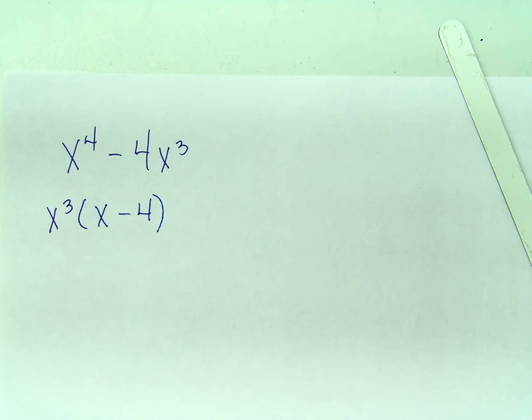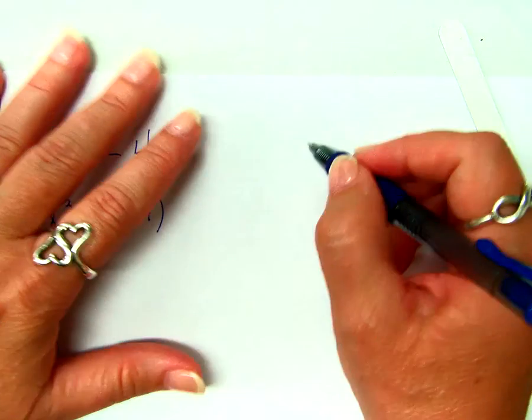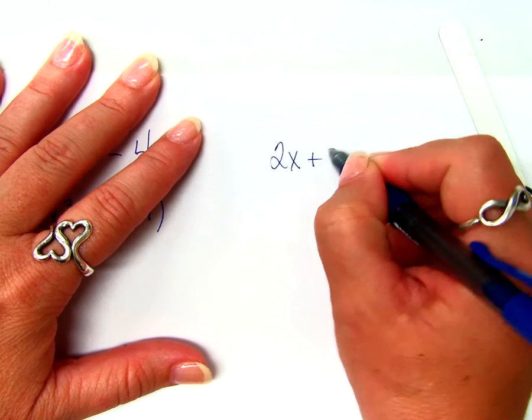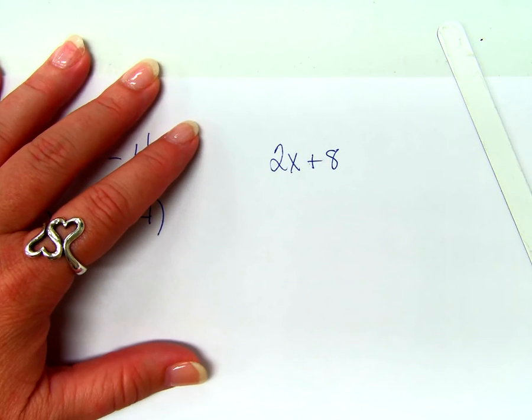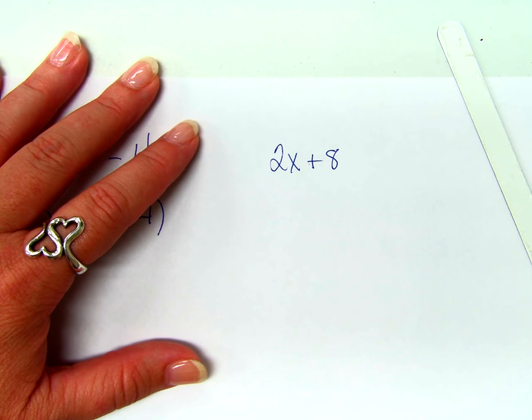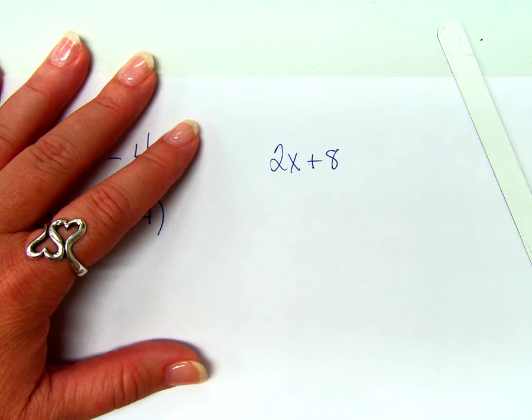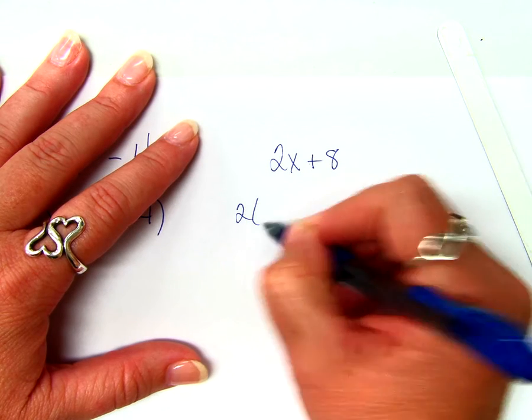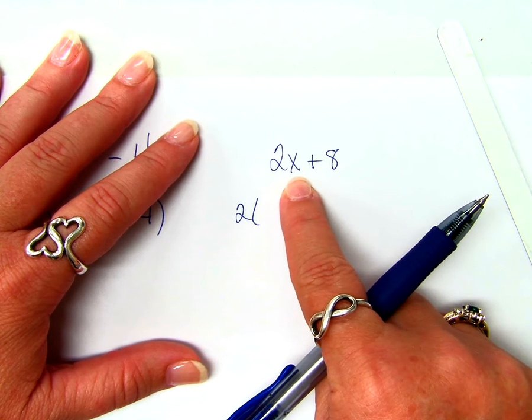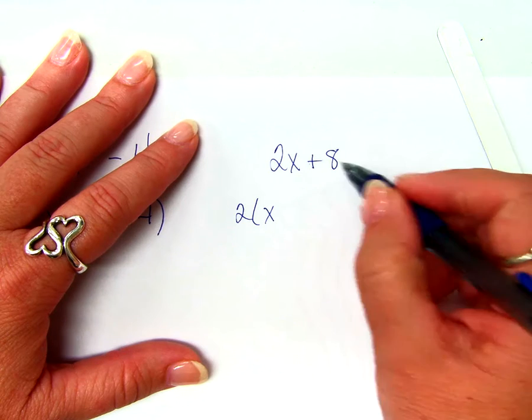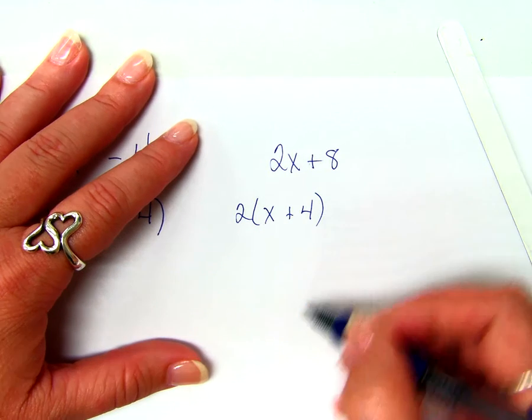Now, we talked about that last time, right? Factoring out a common factor. Can I do anything else with that? No. Okay. What if it said 2x plus 8? That's super easy, right? Factor out a common factor again. What's common between 2 and 8? 2. What's left when I divide this term by 2? X and plus 4. Good.